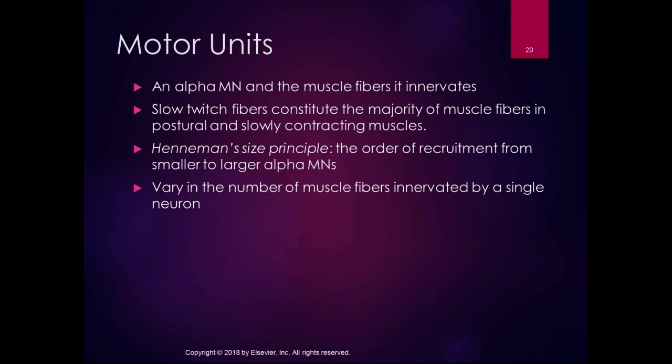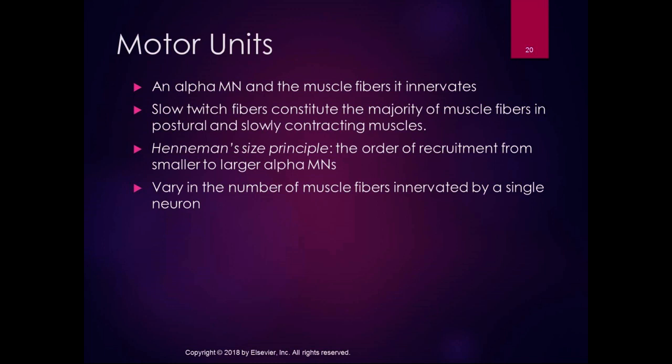So in most movements, the slow twitch muscle fibers are activated first because the small cell bodies of the slow conducting alpha motor neurons depolarize before the larger cell bodies of the faster motor neurons. So the slow twitch muscle fibers continue to contribute during faster actions as the fast twitch units are recruited. The order of recruitment from smaller to larger alpha motor neurons is called Henneman's size principle. So we get those slow twitch, smaller fibers activated first, and then the fast twitch, larger ones activated second.